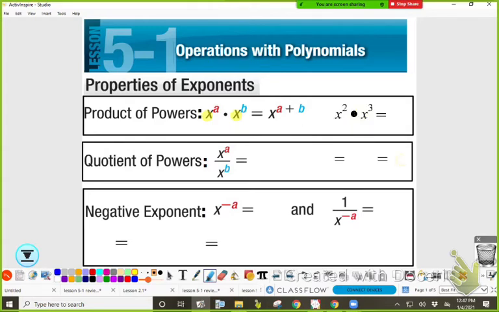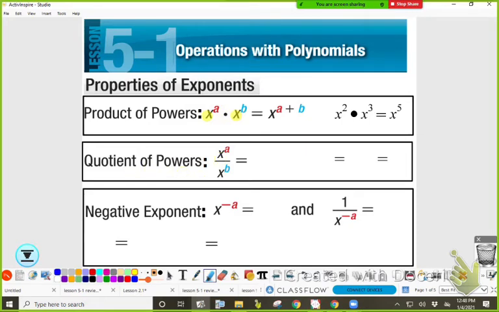So this one, example that I have, if you can't see that in the back, I'm sorry, it's small. X squared times x to the third. Make sure you're filling this in on your notes. This would be what? X to what power? Fifth power. So when you multiply the same base, you add their exponents.